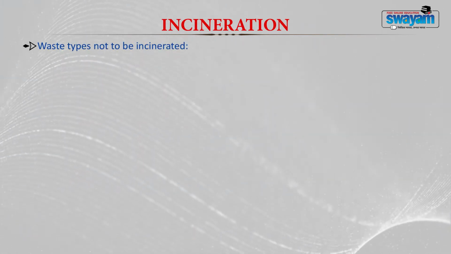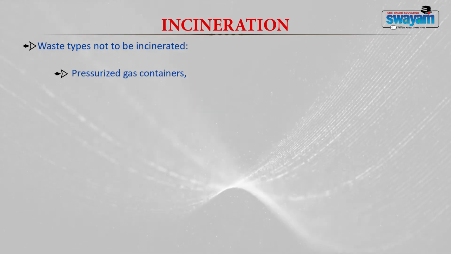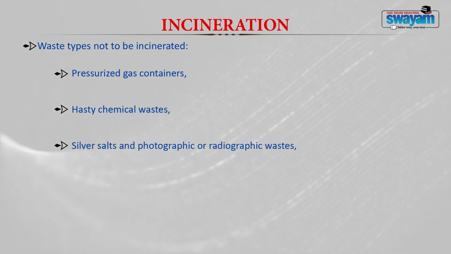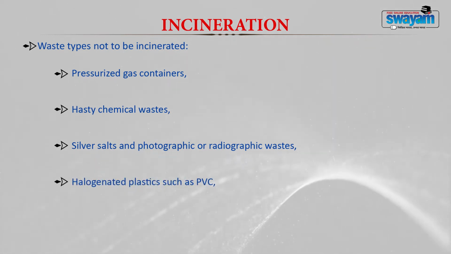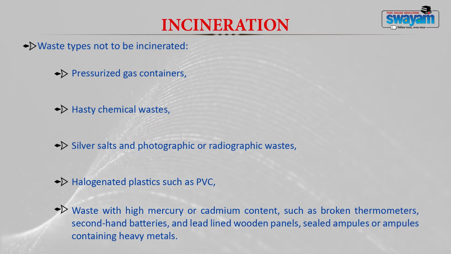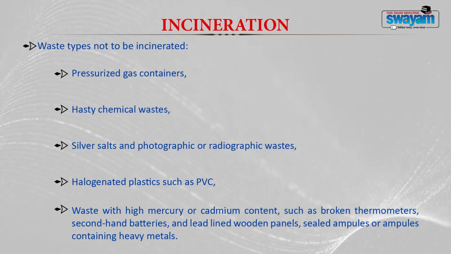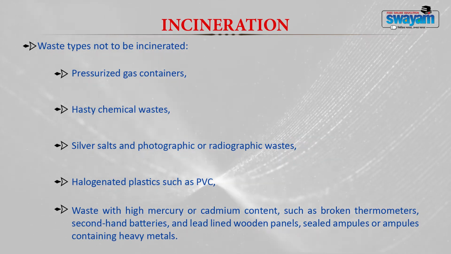Now, what are the wastes that do not require incineration before disposal? Examples are pressurized gas containers, some chemical wastes, silver salts, and photographic or radiographic waste that is generated during X-ray development. Then halogenated plastics like PVC, waste with high mercury or cadmium content like broken thermometers, then leaded batteries, lead lined wooden parcels and so on. These generally do not require incineration before disposal.